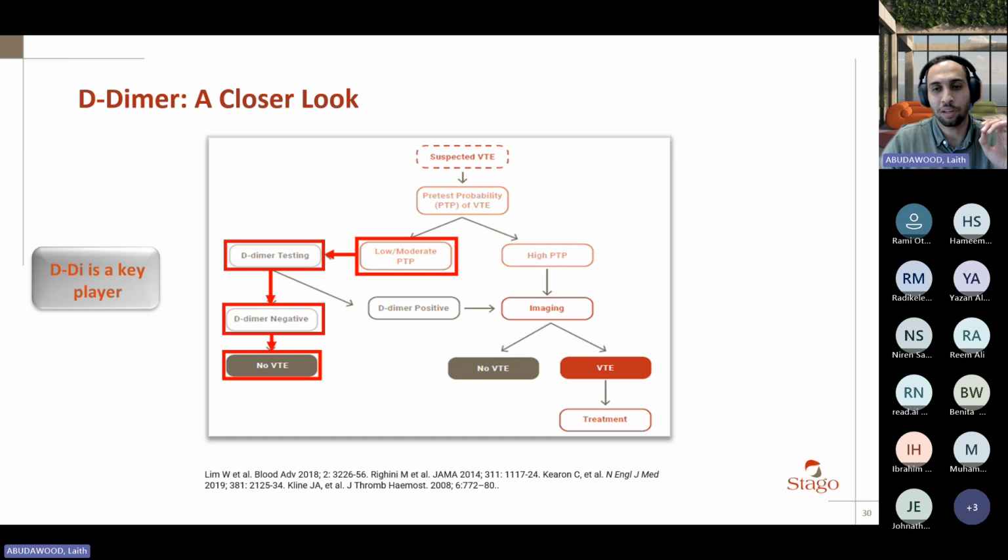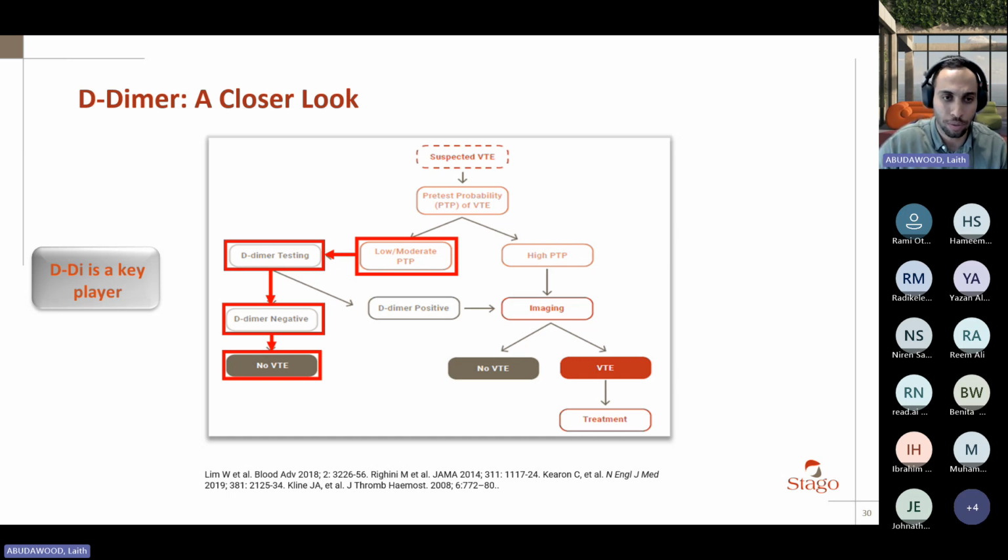Now, very critical point. We said D-dimer is very good at excluding PE and DVT, but that is only for some patients, not for everyone. Now, when a patient, for example, walks into the emergency, they say, okay, I have tightness in my chest, etc. One of the things that an emergency doctor would do is they can run something called a pretest probability test or pretest probability screening.